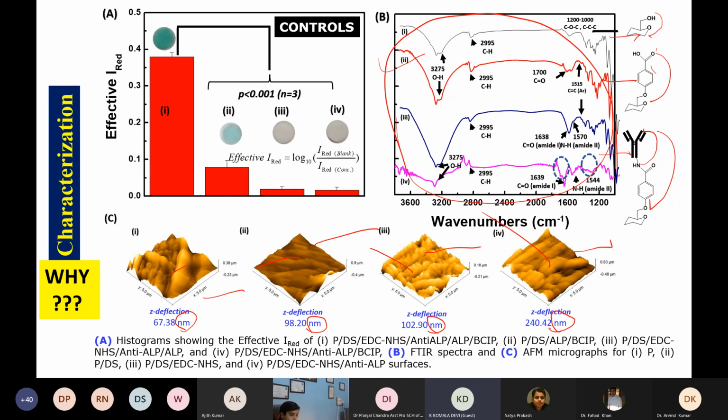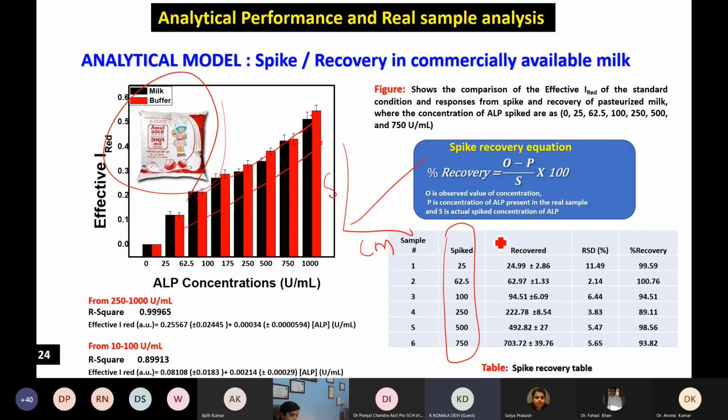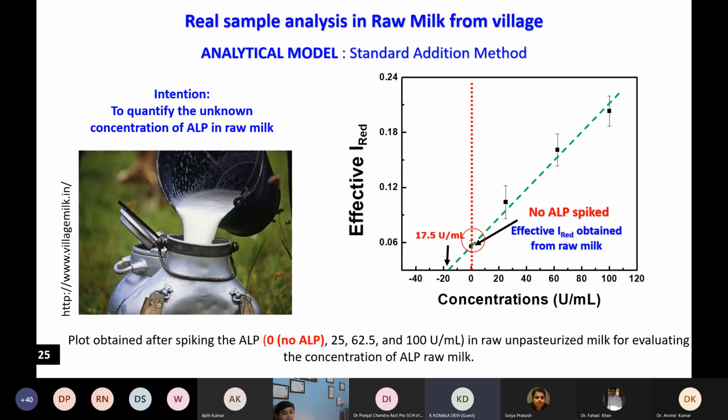So after this whole process, we moved on to characterization, and also analysis directly in the milk. You can see in the milk, the red curves keep on increasing, the black curves keep on increasing with the increase in concentration. If we plot it, it's a straight line like this. This is the signal and this is the concentration, which I already explained earlier. To confirm that, we added this concentration in the milk and tested it. We tested this concentration and this is the recovery percentage. You can calculate the recovery percentages by using this equation.